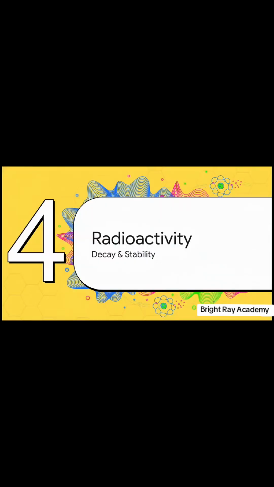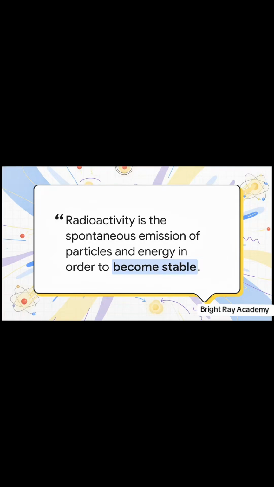Which brings us to step 4, radioactivity and radioactive decay. So, what happens when an atom is unstable? Well, radioactivity is defined as the spontaneous emission of particles and energy in order to become stable. Some atoms just exist in an abnormally excited state. We call them radioisotopes, and they absolutely have no choice in the matter. The nucleus literally must spontaneously emit particles and energy, completely transforming itself, until it finally reaches a state of stability.